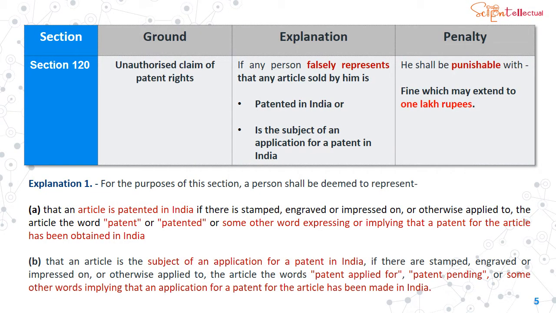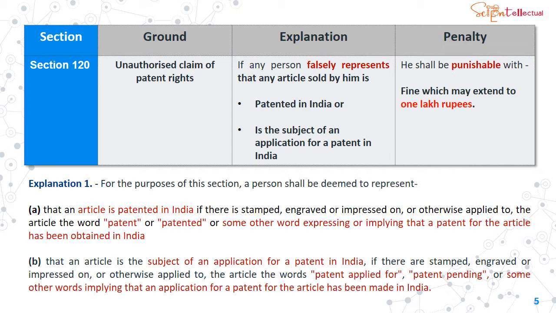Section 120. The ground is unauthorized claim of patent rights. When a person falsely represents that any article sold by him is patented in India, or is the subject of an application for a patent in India, but actually it is not, then he will be punishable with fine, which may extend to 1 lakh rupees.